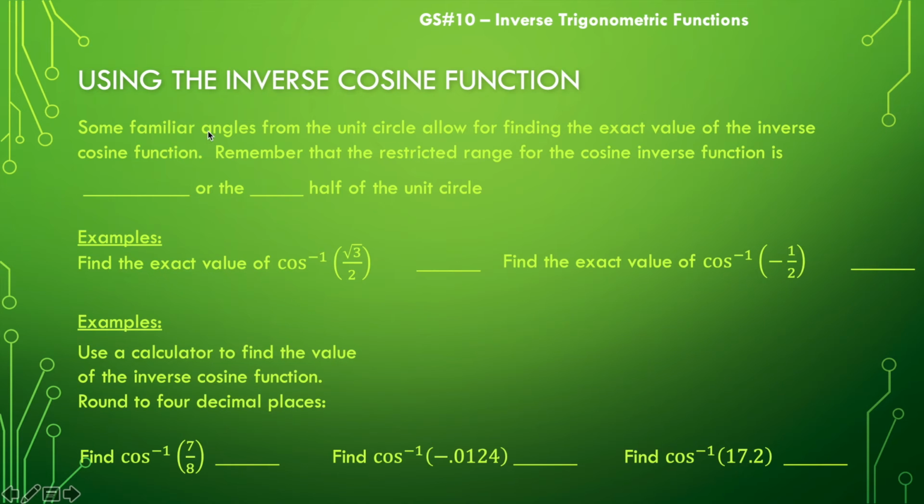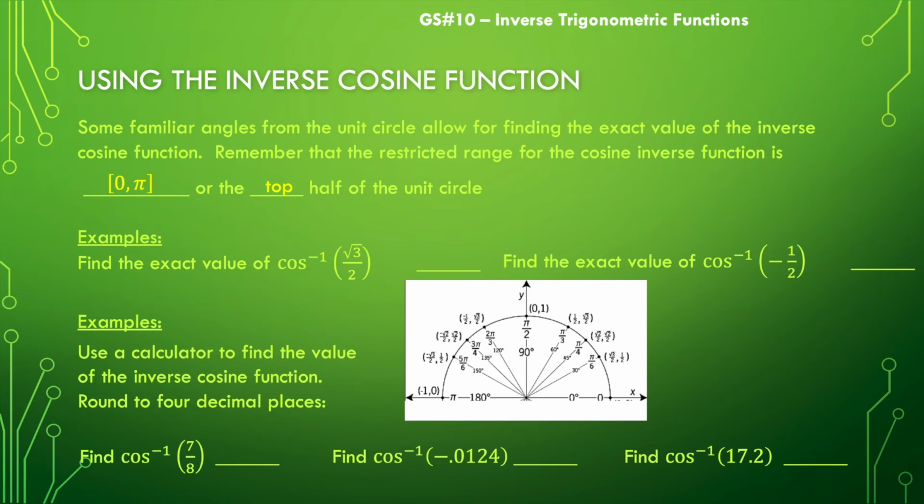And remember that our restricted range for the cosine inverse function is 0 to pi. That's our restricted domain on the cosine function, so it's our restricted range on the cosine inverse function. And remember that 0 to pi is the top half of the unit circle. So we are going to be thinking about only angles that exist on the top of the unit circle. So we're focusing our attention on these values.